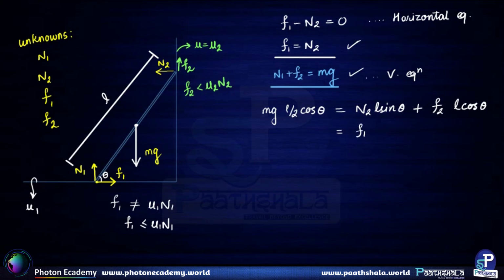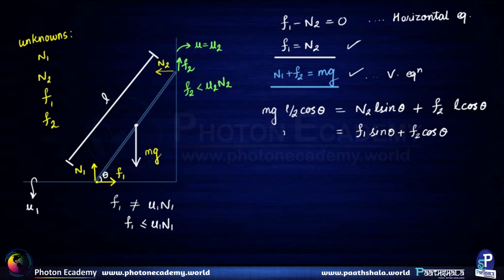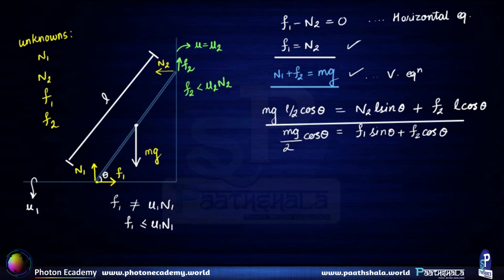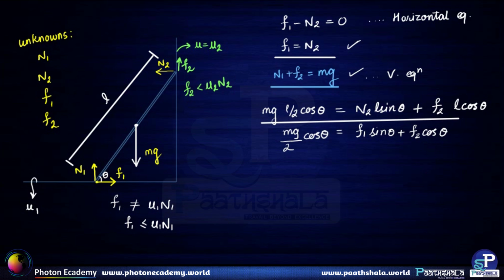If I cancel out L from this equation, I get F1 sine theta plus F2 cos theta, and the L is cancelled out. So here I get mg by 2 cos theta. So this is what I get. We cannot solve this equation entirely because these two frictions are going to self-adjust. So this is the physical interpretation. These two frictions are going to self-adjust, and many possible solutions are there.